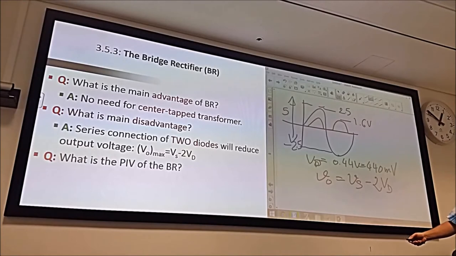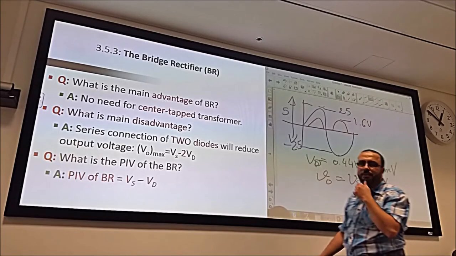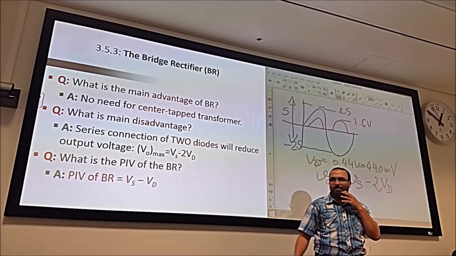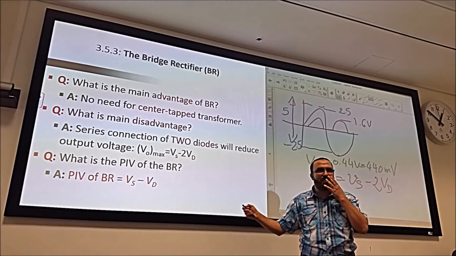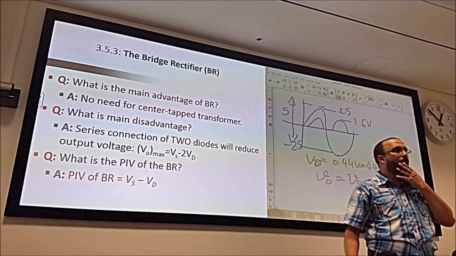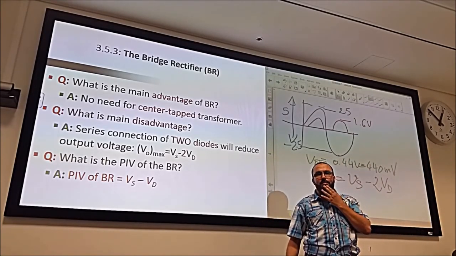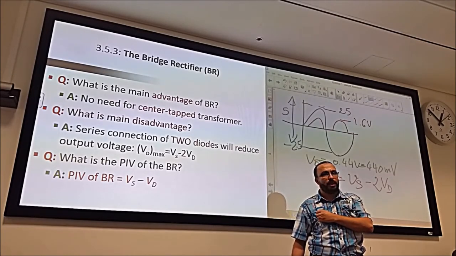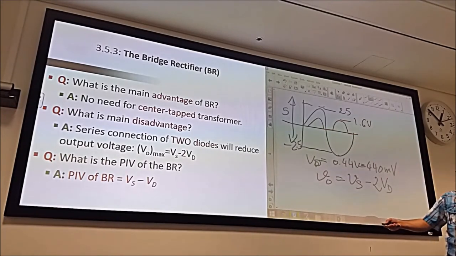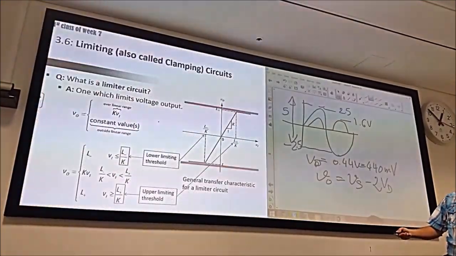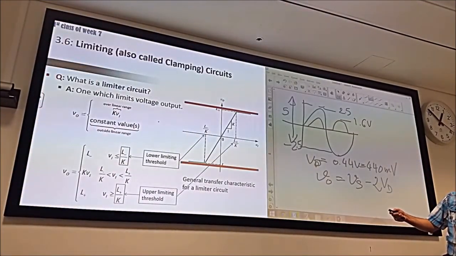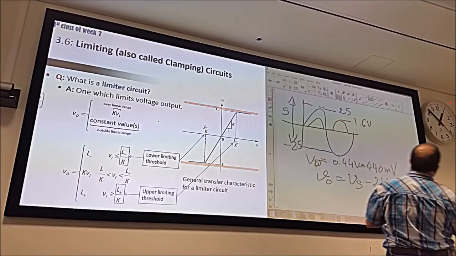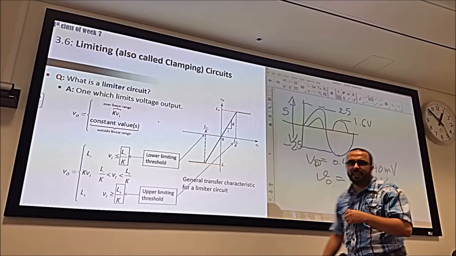Good. Now what's the PIV of the bridge rectifier? This is what you need to add to your bonus question. It is going to be equal to Vs minus VD. That you need to prove to me in a nice, clear way by email before 5 p.m. on Thursday. Plus, clear? You have to look at the circuit to calculate it. Okay? And that's it for today's class. So this will be our starting point next class. I have to run and get the quizzes.